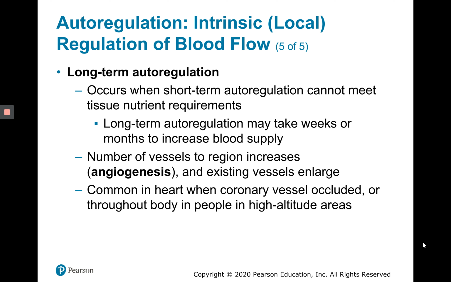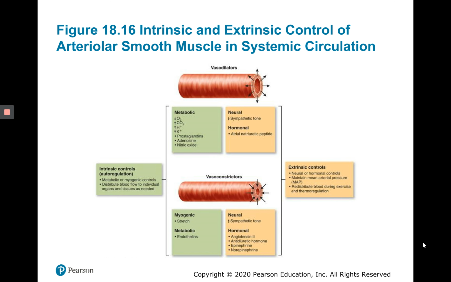And so if we add to the number of blood vessels going to a region or to a tissue, that increases the amount of tissue perfusion that can occur to a tissue, but also the collateral channels through which blood can flow. This is very common in the heart. We have coronary vessels that could be occluded, and so it's helpful to have collateral channels through which blood can flow to the myocardium. This can also occur in individuals throughout their body if they're traveling to high altitude areas.